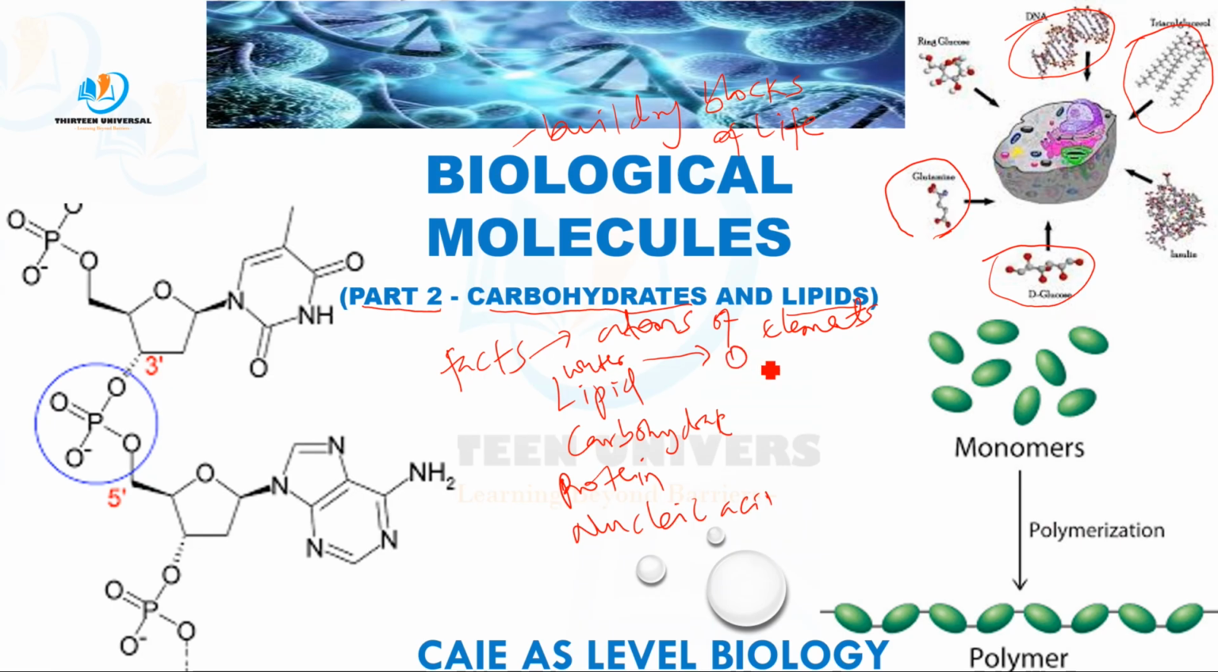Water consists of oxygen and hydrogen. Lipid consists of carbon, hydrogen, oxygen. Carbohydrate consists of carbon, hydrogen, oxygen. Protein consists of carbon, hydrogen, oxygen, nitrogen, basically. Nucleic acid consists of carbon, hydrogen, oxygen, nitrogen and phosphorus. So remember CHON, CHONP. That's an important fact about all biological molecules.